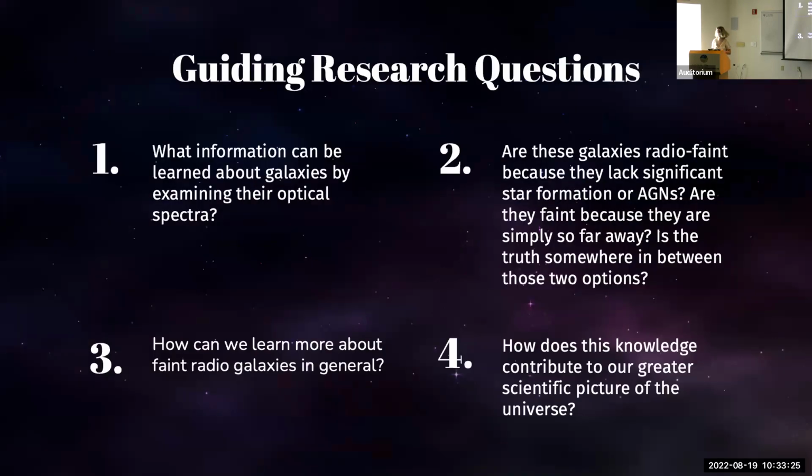With that framework in mind, my guiding research questions this summer were: what information can be learned about galaxies by examining their optical spectra? Are these galaxies radio faint because they lack significant star formation or AGNs? Are they faint simply because they're so far away from us? Is the answer actually somewhere in between those two options? How can we learn more about faint radio galaxies in general, and how does this knowledge contribute to our greater scientific picture of the universe? In this way, this project was really exploratory, and it was mostly just interested in exploring an object that we know very little about.